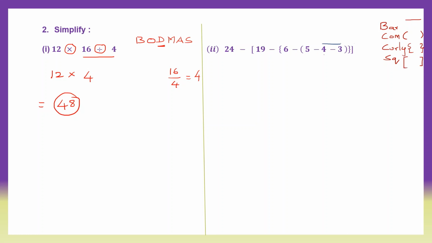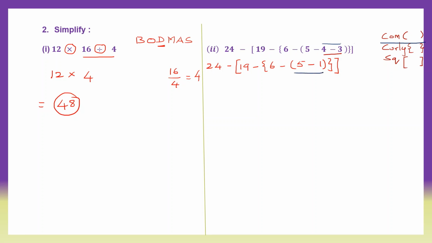So according to this, we need to work out this first. So we have 4 minus 3 and we have the bar bracket. 4 minus 3 is 1, but before the bracket we have a minus sign, so that's minus 1. So let's write that: 24 minus square bracket 19 minus curly bracket 6 minus common bracket 5 minus 1. So the bar bracket is removed. So we have the common bracket, curly bracket and the square bracket. According to BODMAS, we should do the common bracket next. We need to work out this.